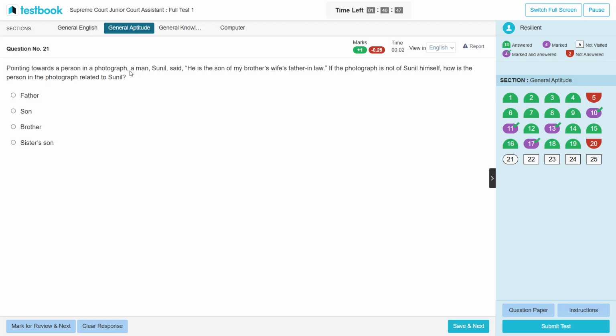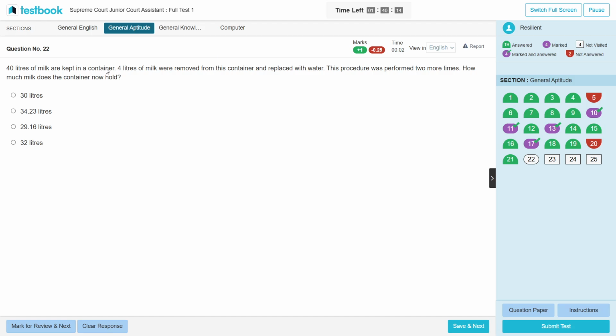Pointing towards the person in the photograph, a man, Sunil said, my brother is Sunil. He is the son of my brother's wife's father-in-law. The photograph is not of Sunil himself. How is the person in the photograph related to Sunil's brother?